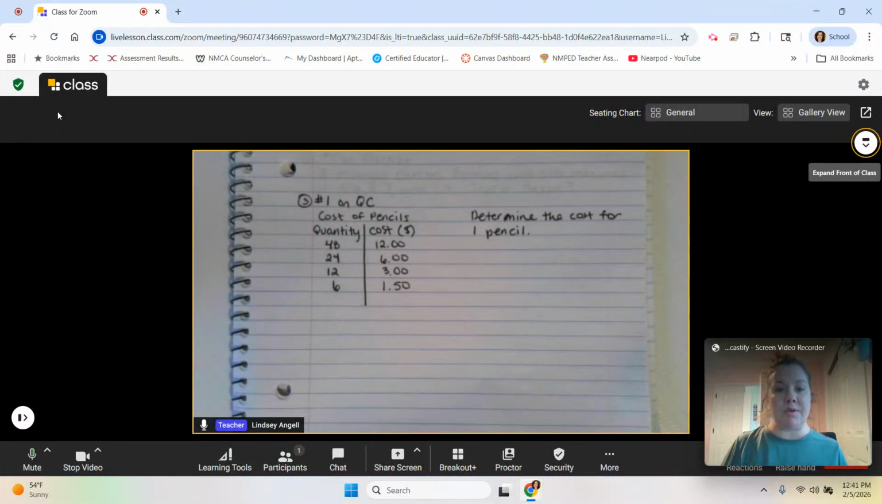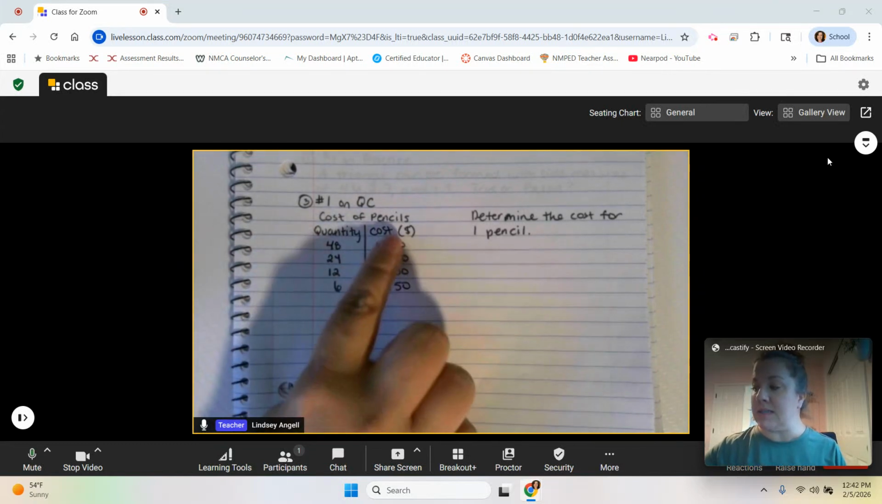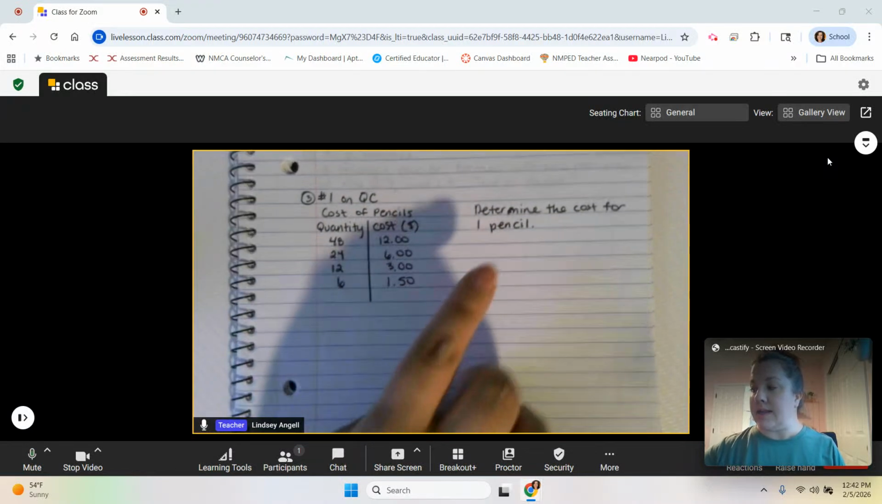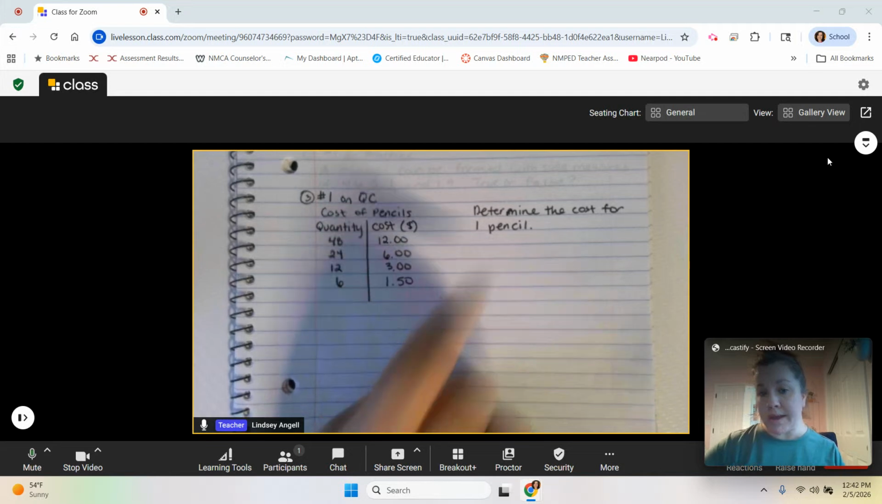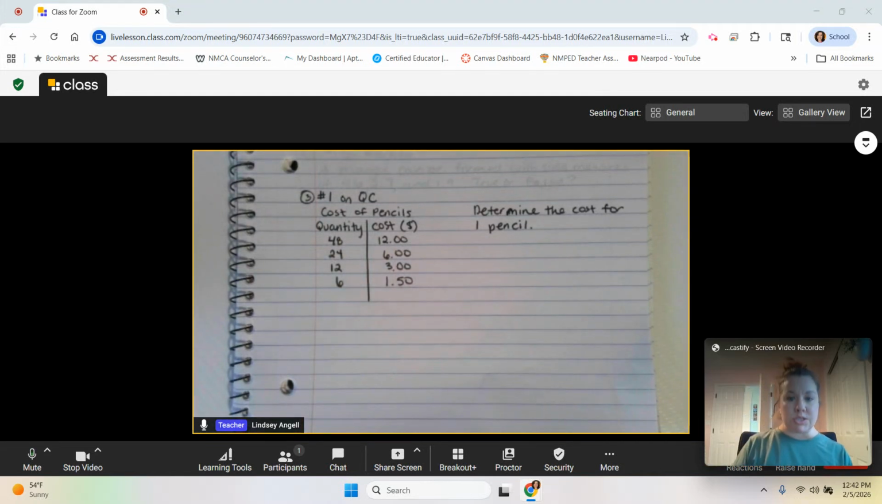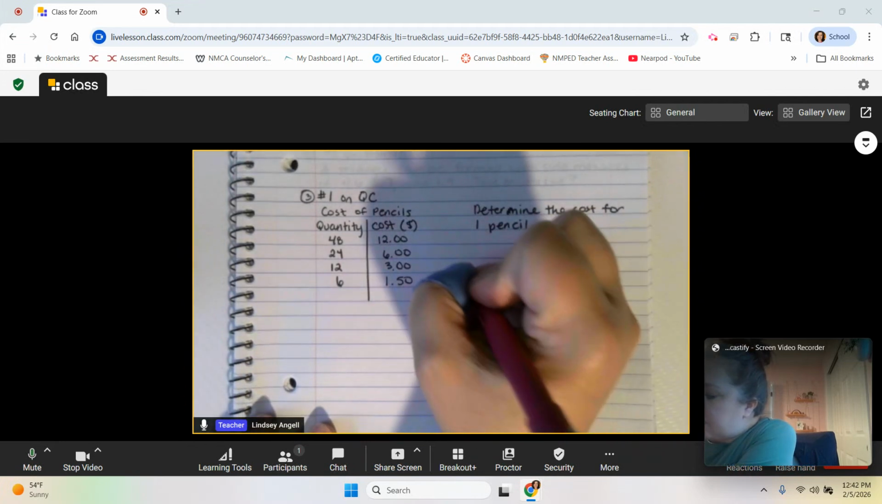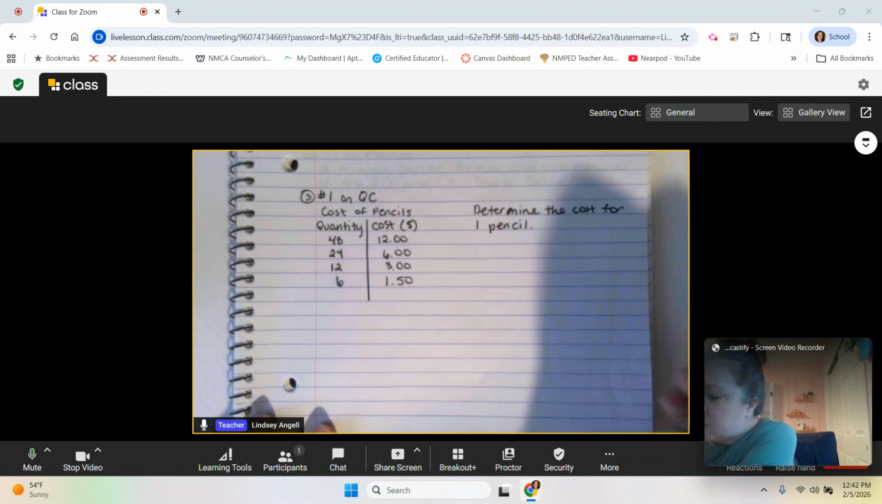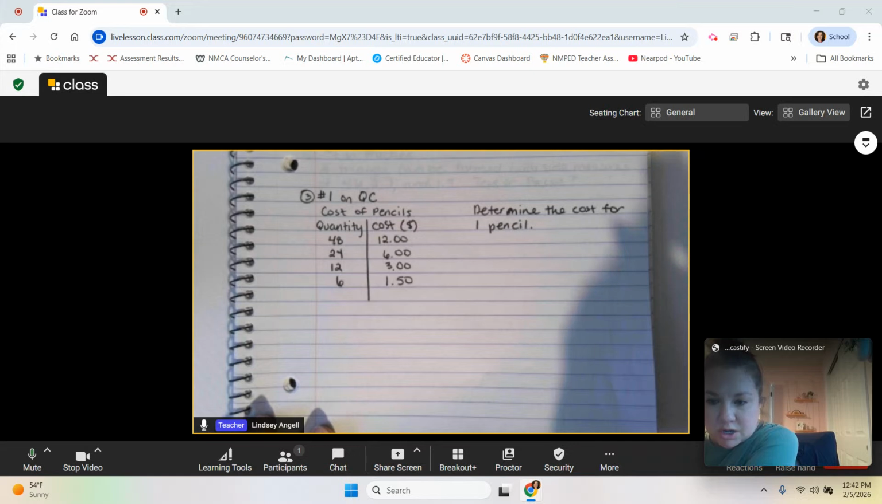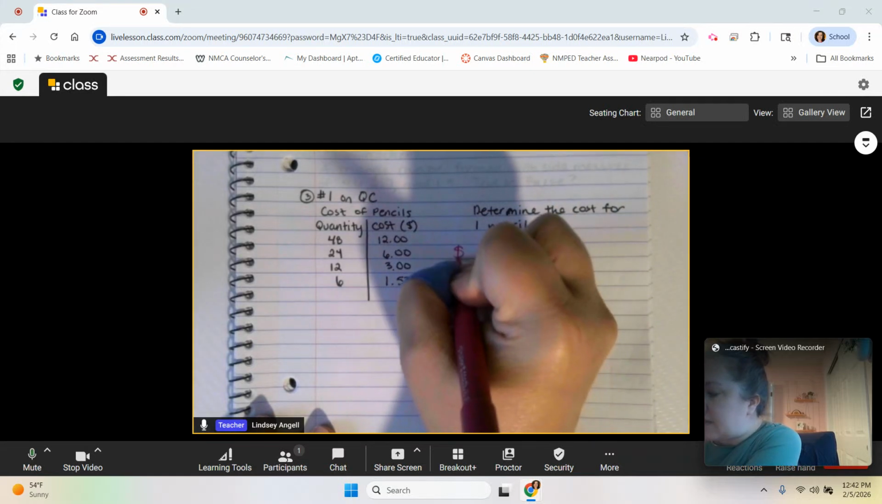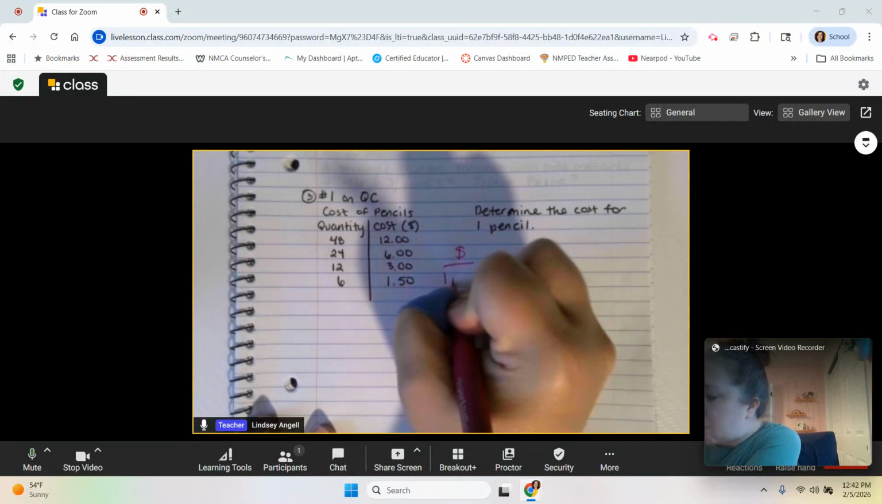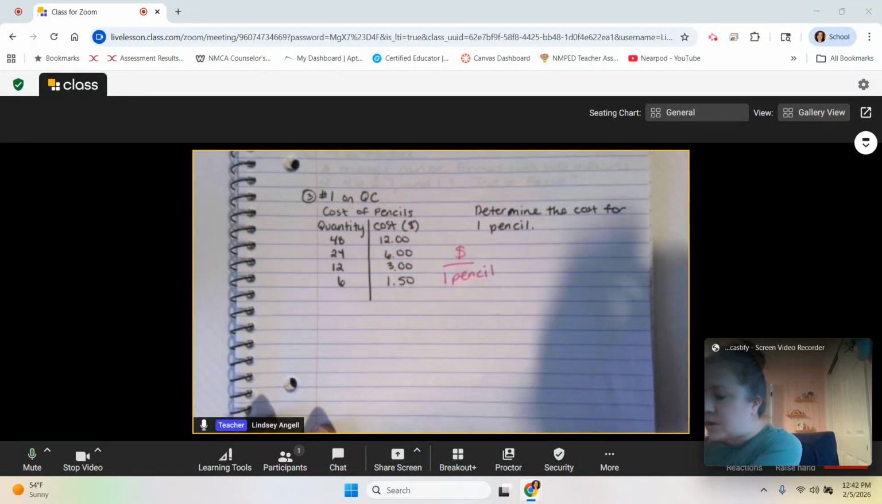This last one here, number 1 on your quick check, we're given a table. It says cost of pencils. We've got quantity of pencils and the cost. And then it says determine the cost of one pencil. Okay? So to do that, if we're looking for one pencil, well, there's our unit. So we could have dollars per one pencil.